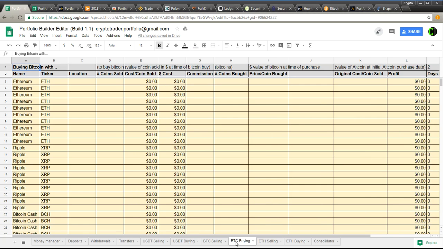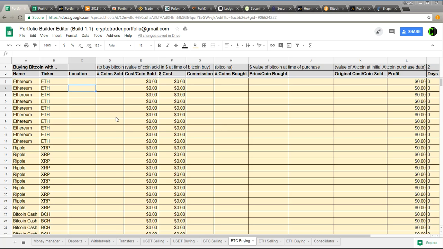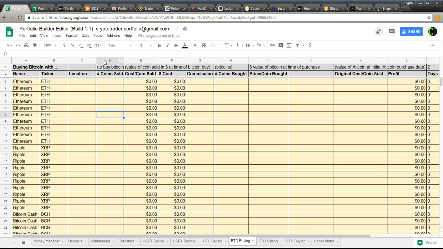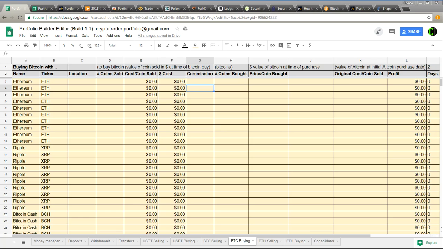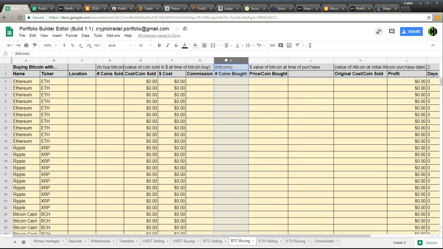Okay, now we are in the Bitcoin buying tab. So we're going to be selling an altcoin to purchase Bitcoin. Same process. Column C, we will identify where the trade was placed, and this is optional, but it helps you keep track of where you're doing what. Column D is the number of altcoins sold to purchase your Bitcoin. Column E and F auto calculate. Column G, you manually input or use the equal times commission rate to calculate. Column H is the number of Bitcoins purchased, which you manually input.